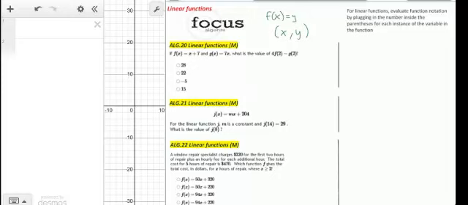Right, so you can still use the calculator if you want to, but if you catch that right away, it'll save you a little bit of time. All right.